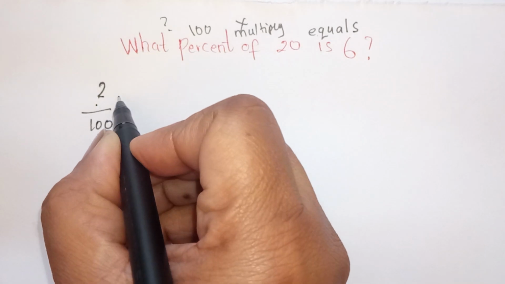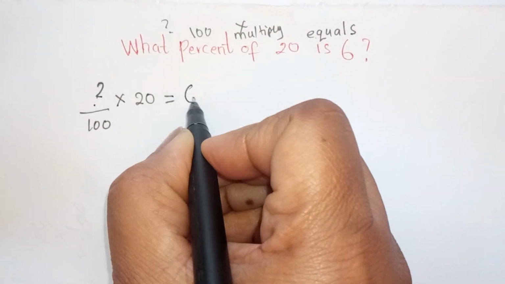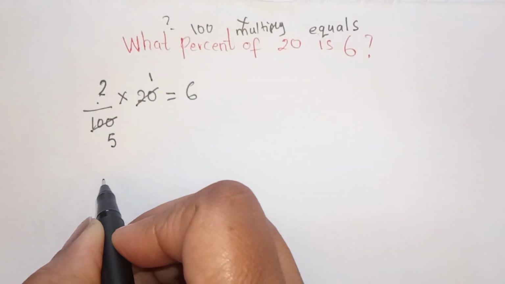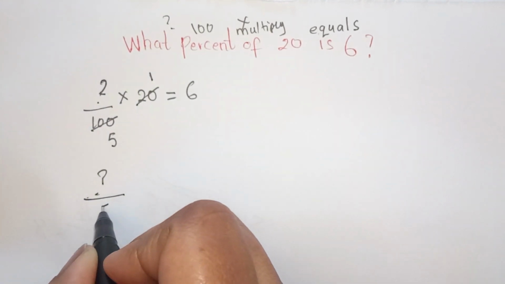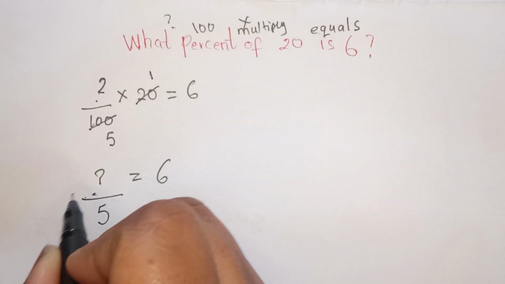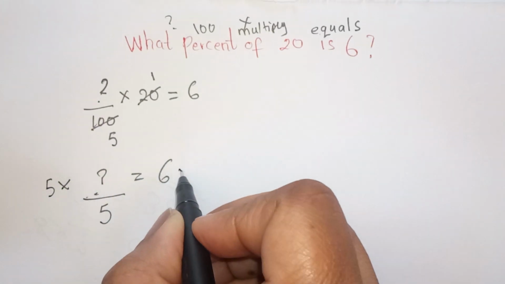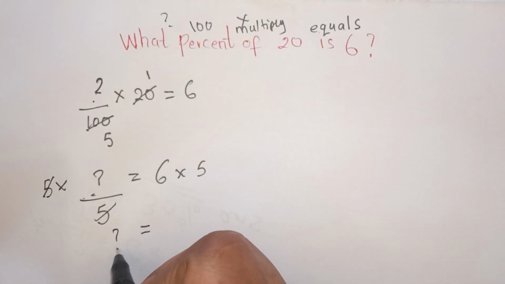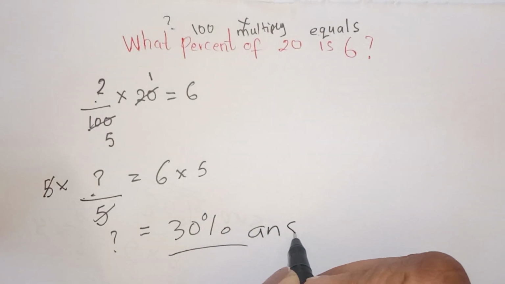100 multiply by 20 equals 6 by 21 by 25. So we're going to write it again here. 5 equals to 6. We're going to multiply both sides by 5 equals to 30%. So this is our answer.